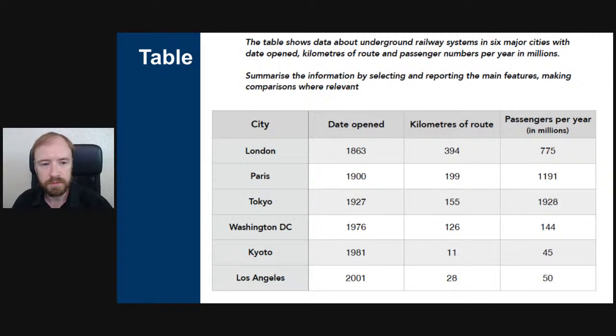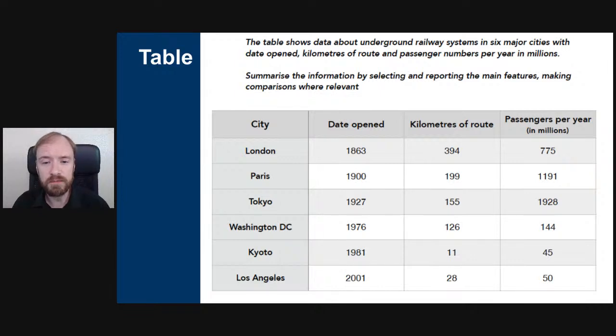Now, this is a table. Now you can see the difference what a table is. A table is there's no visual representation. A table is just data. So we just have numbers on a table. And again, you look at cities, London, and date open, kilometers of route, passengers per year in millions. So it says the table shows data about underground railway systems in 6 major cities with date open, kilometers of route, and passengers numbers per year in millions.